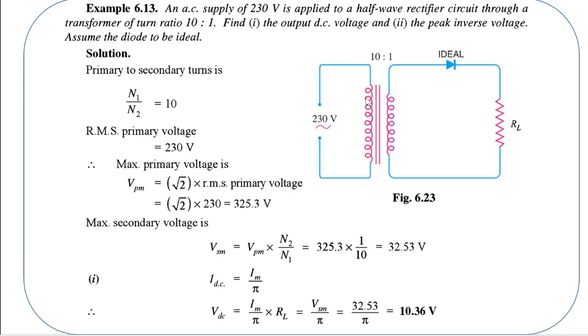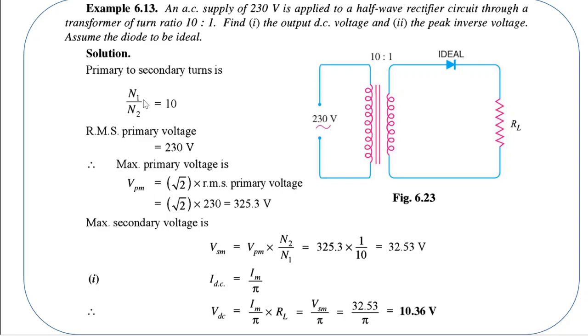So here N1 divided by N2, the primary turns divided by secondary turns equal to 10, and the primary AC voltage is given. This is the RMS voltage, right? This is not the average value. So from the RMS value you can find the maximum value. Hope you know this relation. The maximum value of voltage is given by square root of 2 multiplied by the RMS value. So root 2 multiplied by 230, this is 325.3 volts. So this is your primary maximum.